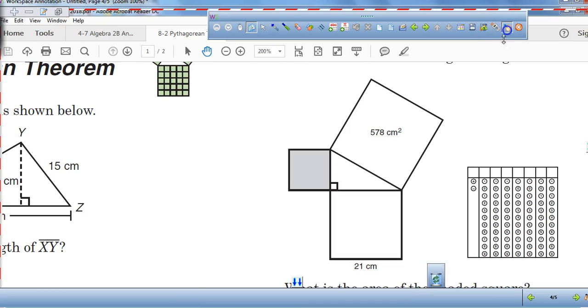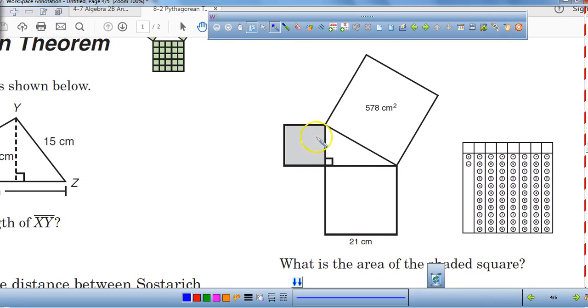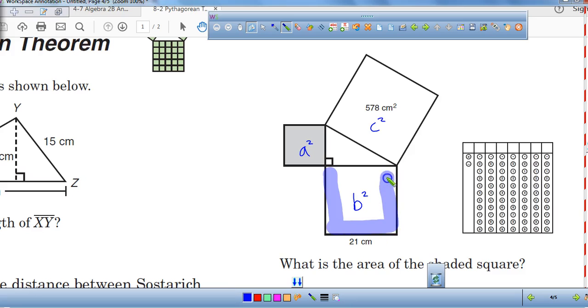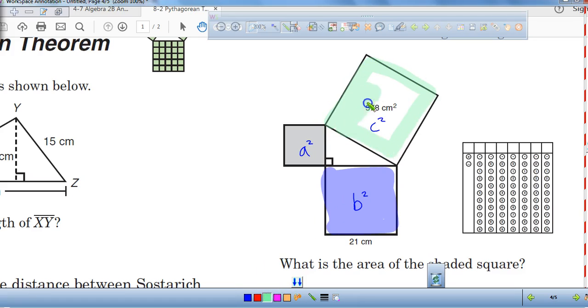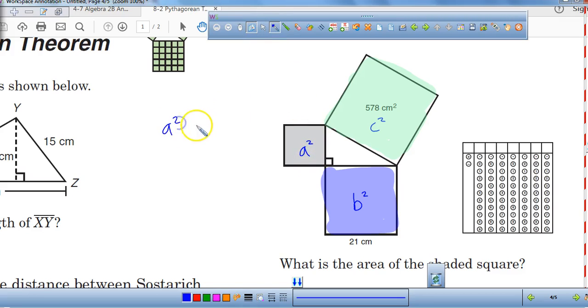Well, very easy. You need to understand that this area squared plus this area squared equals the hypotenuse squared. To make this even simpler, the area of the gray square plus the area of the blue square added together will equal the area of the green square. We did this in our Pythagorean Theorem lab, so this problem should be very simple. We're just trying to find the area of this. So here's what I want you to write. Write a squared plus b squared equals c squared.